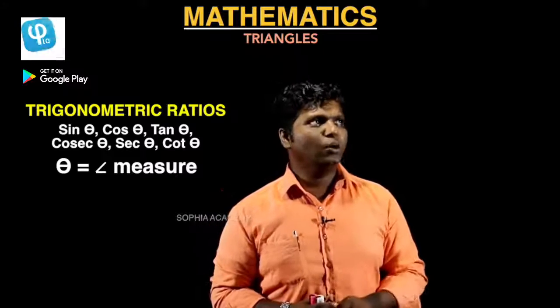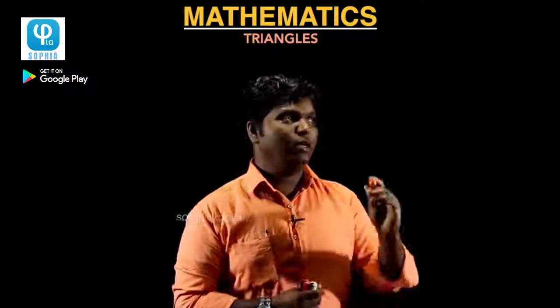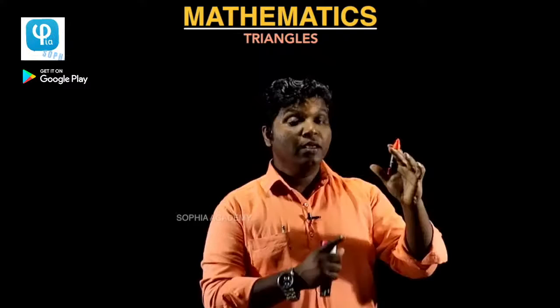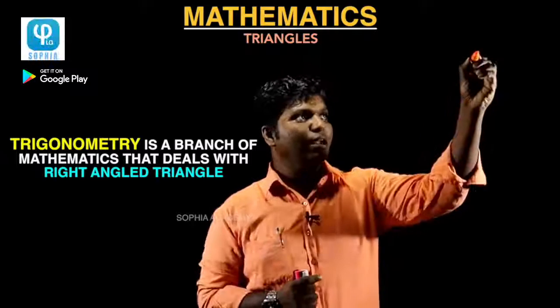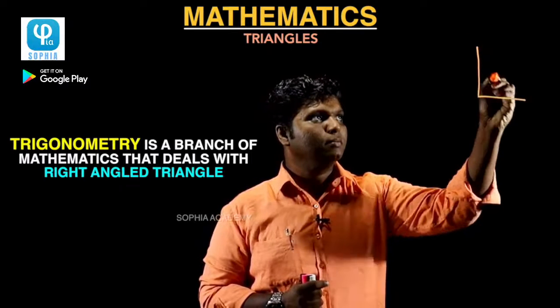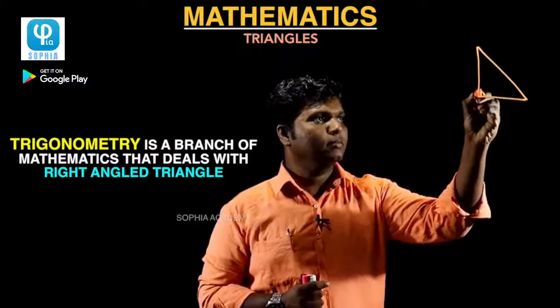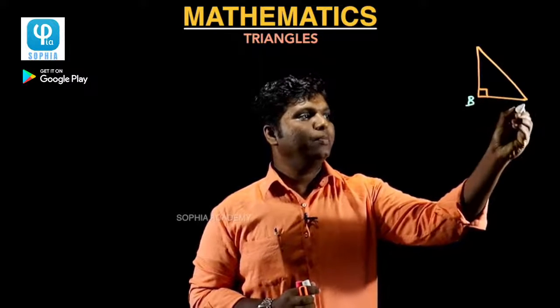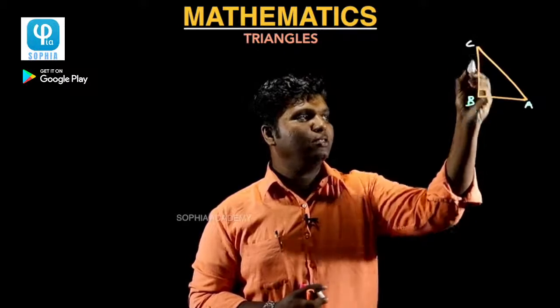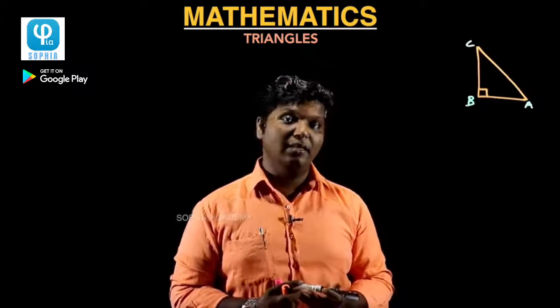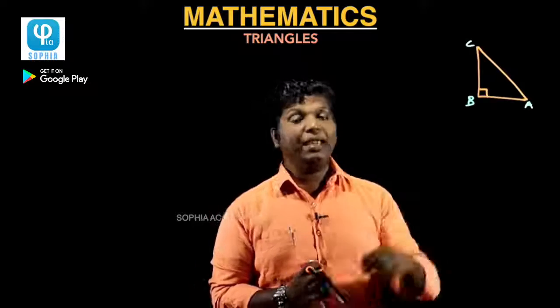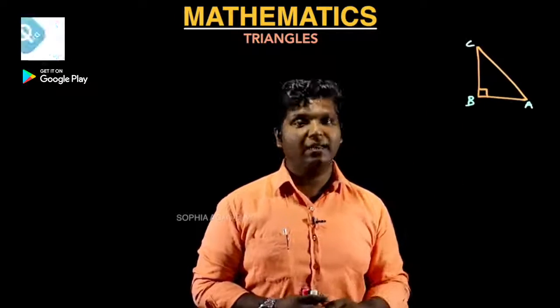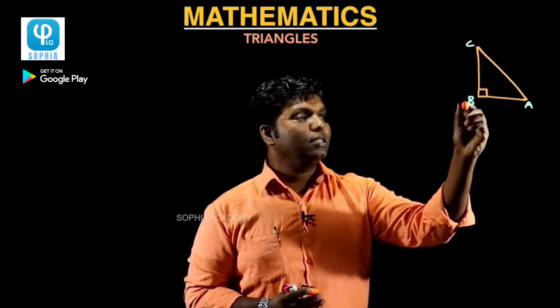So let me draw a triangle and introduce things one by one. I told you trigonometry deals with the study of right angled triangles, right? So draw a right angled triangle. Let the vertices be B, this is your A and this is your C. So ABC is a right angled triangle, and at B it is right angled, right?